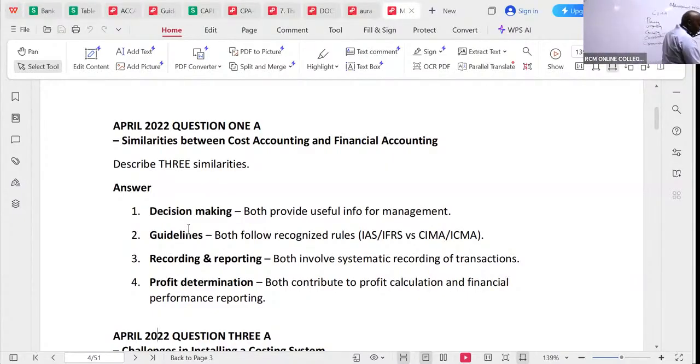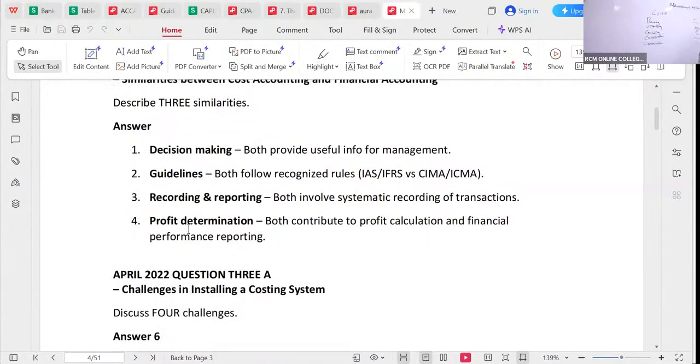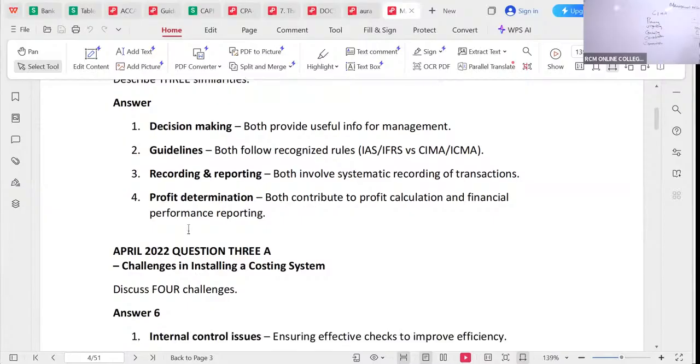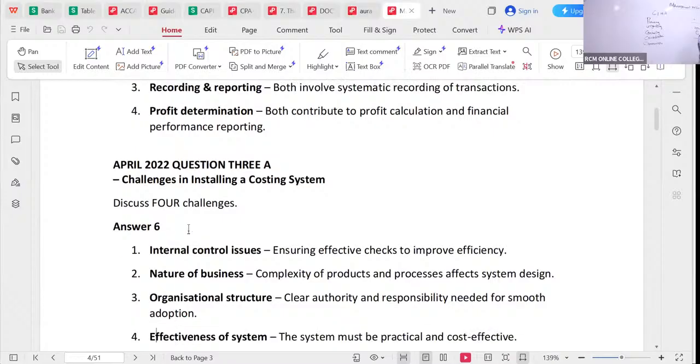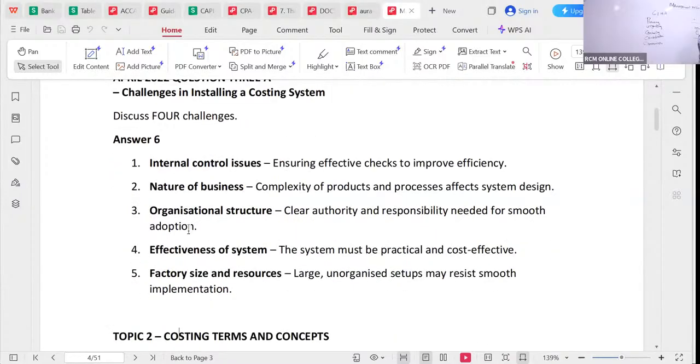Similarities. All right. April 2022, question number 3A. Challenges in installing a cost accounting system. Are you able to give me those challenges? Try to give me the ones that are not there. When you want to install any accounting system, such as costing, challenges. I know one of them.